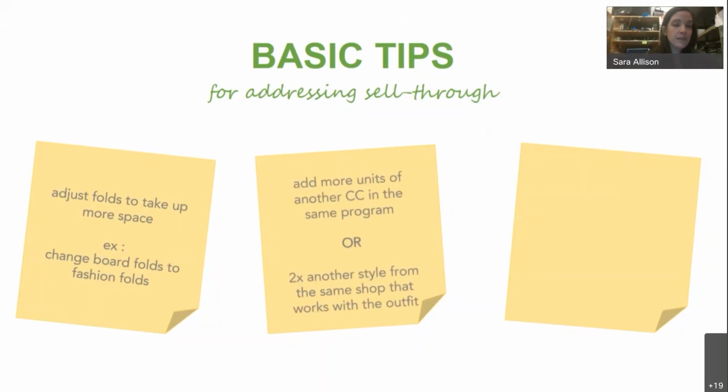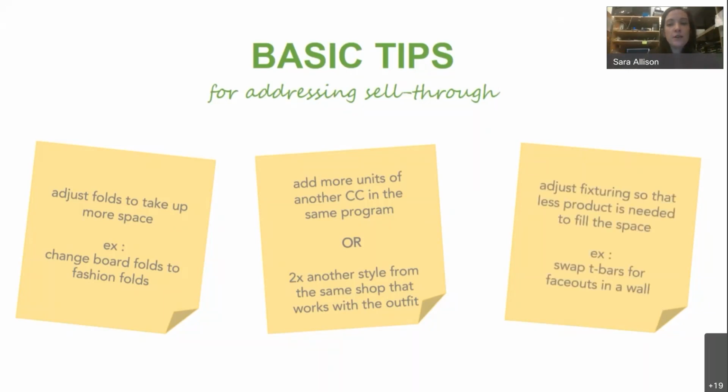Another tip is to add more units of another color choice of the same program. So do you have another color in this t-shirt that you can add to this table, or another color in the leggings? Or you could double expose another style from the same shop that works with the outfit. Is there something that's doing really well for me that I already have on the wall that I could add to this table that makes sense within the outfit, from the same shop, to really support that presentation? So this is another example of a quicker fix.